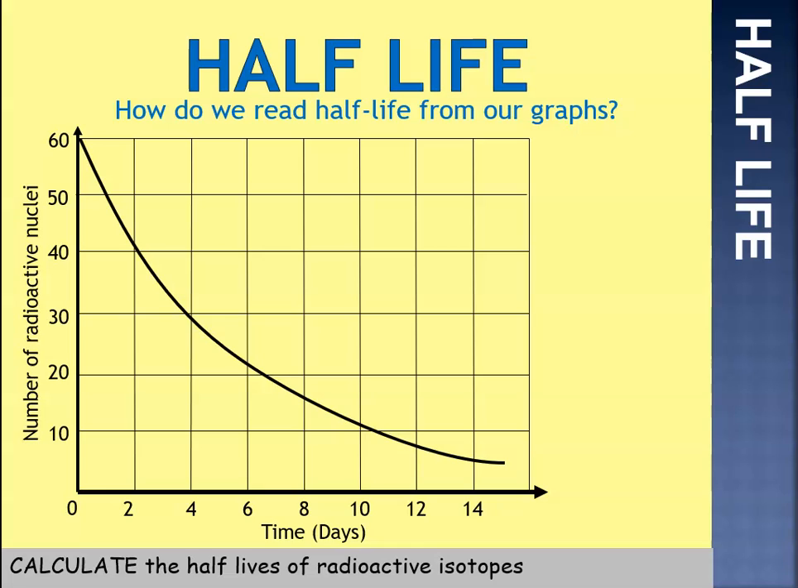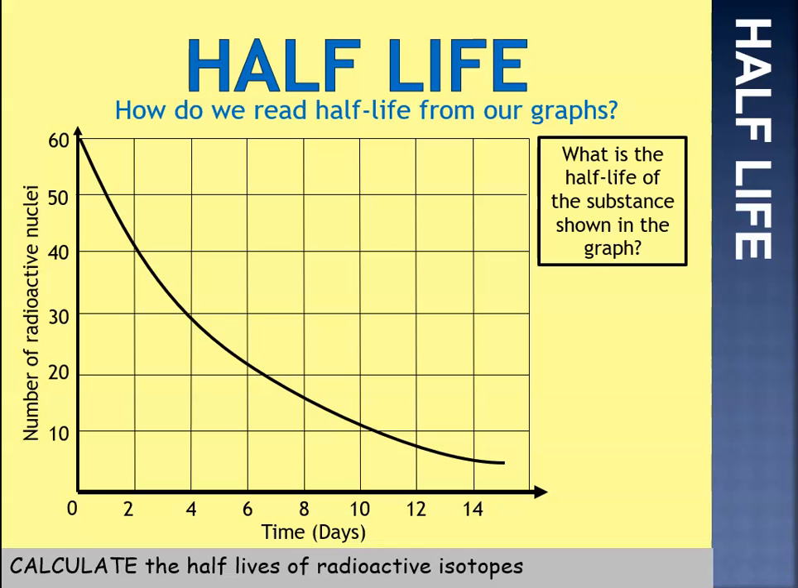Okay, so to try and demonstrate that, how do we read half-life from our graphs? What's the half-life of the substance shown in the graph? Well, first off, we need its initial count, the initial number of radioactive nuclei. We can see from the graph that that's 60. So what would half of that be? Half of 60 would be 30. So on our graph from 30 we read across until we hit the line of the graph, and then we read down. How many days for it to fall to 30?